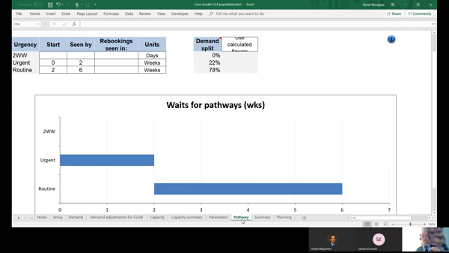So Sandra mentioned that we also look at the waiting list size. So this page is fairly standard. Nothing else has changed. This just lets us set the size of the waiting list by looking at the timeframes in which we need to be seeing people.